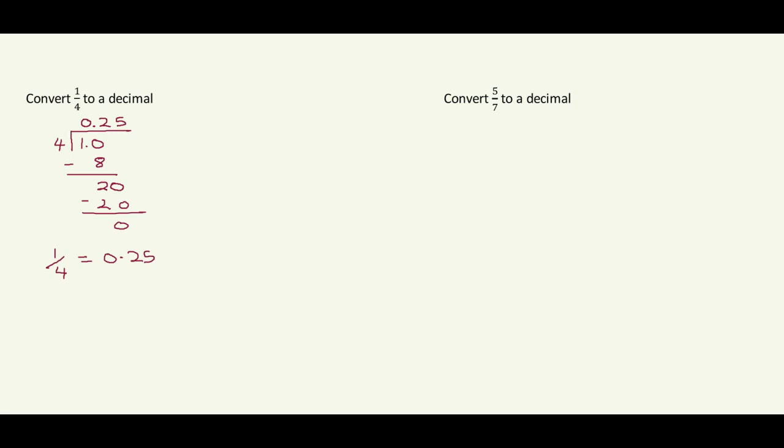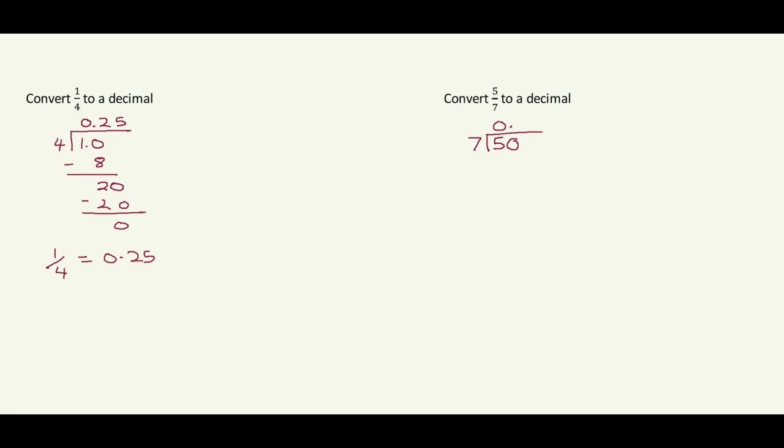Now let's go to 5/7. So the numerator goes on the inside, your denominator goes on the outside. Since 7 is greater than 5, we have a 0 point. And then here, the method I use could confuse some people. So one of the methods I like better is I put a 0 right here.